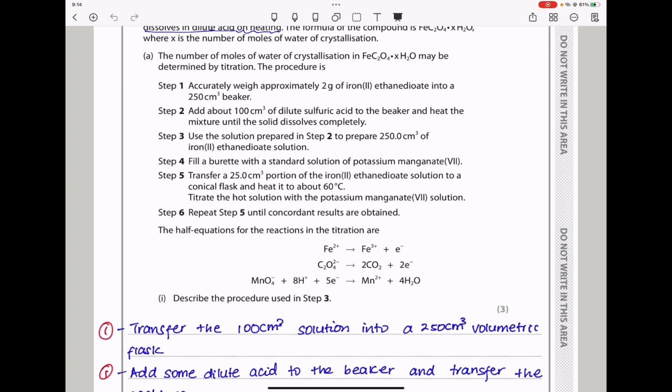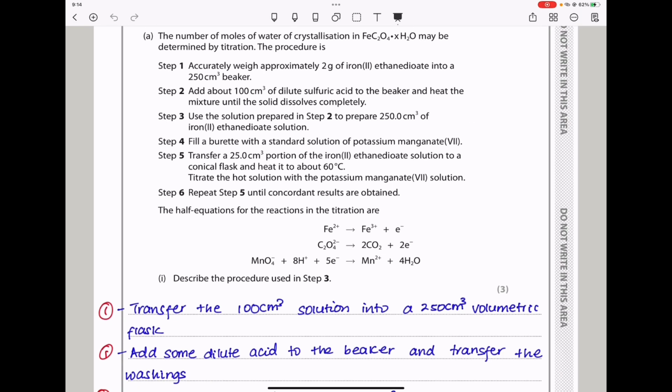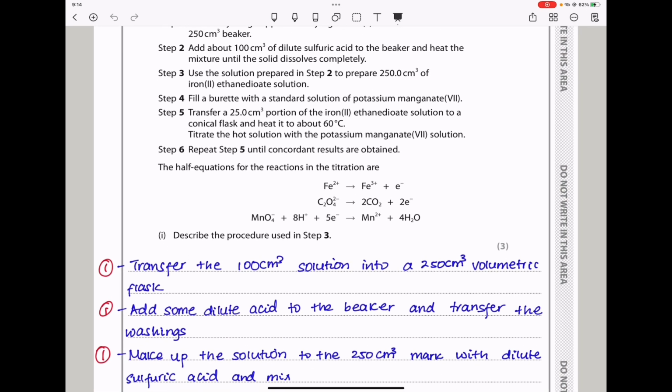Then fill a burette with a standard solution of potassium manganate 7, and then transfer 25 centimeters cubed portion of the iron 2 ethandioate solution to a conical flask and heat it to about 60 degrees Celsius. Then titrate the hot solution with the potassium manganate 7 solution. In step 6, repeat step 5 until concordant results are obtained. So they've given us the half equations for the reactions in the titration, which is that, and that.